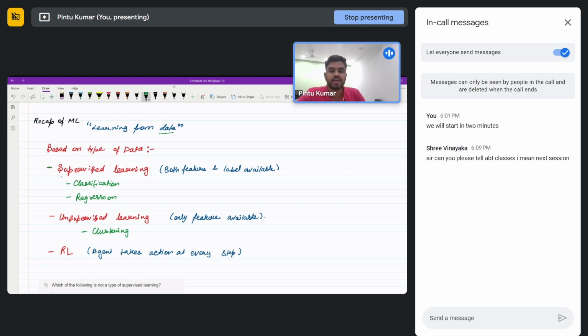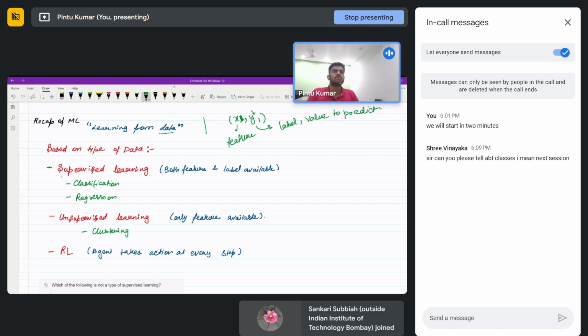Whenever you have data, a data point would look something like x1 comma y1. So x1 is your feature, and y1 is your associated label or value that you want to predict. If data exists in this form, such that you are given the features as well as the quantity that you want to predict.